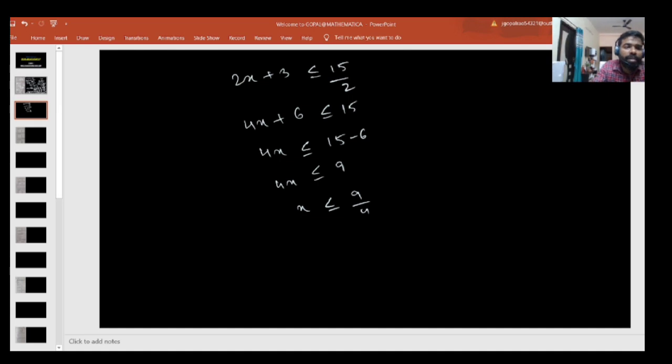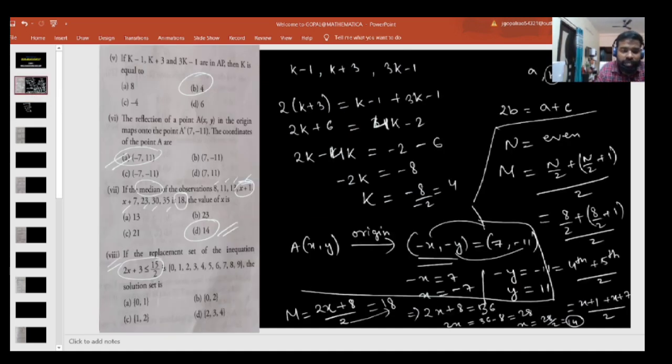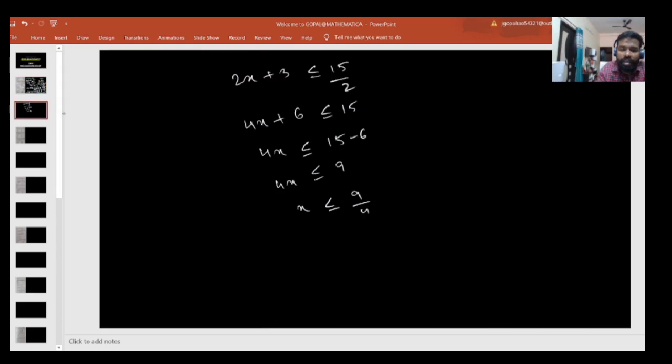Okay, so let us see what the replacement set is for us. The replacement set is 0 1 2 3 4 5 6 7 8 9, from 0 to 9. Okay, so let us see what 9 by 4 is. 9 by 4 is actually 2 and 1 by 4, because 2 fours are 8, 8 plus 1 is 9 by 4. So it is 2 point something, 2 and a quarter. So the replacement set says that x is from 0 to 9.